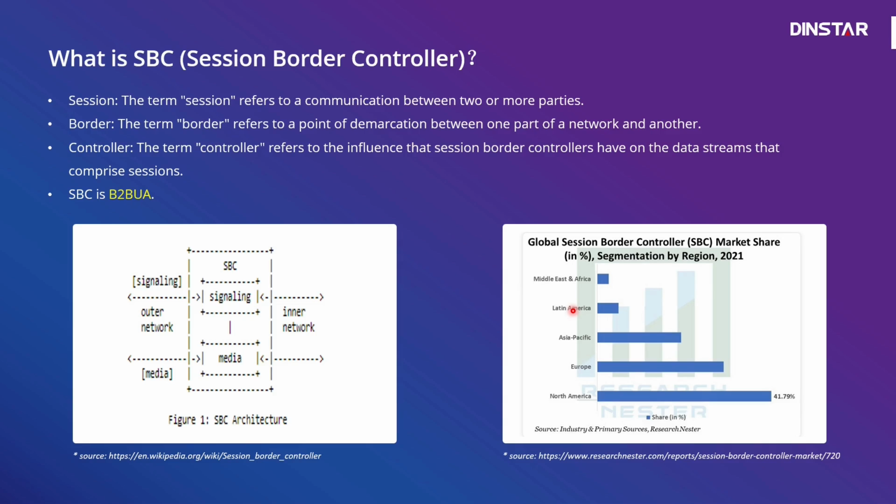The border here refers to a demarcation point between one party of the network and another one. So you separate different networks, different network elements. Controller here means controlling and influencing the session, and handling the data streams that comprise the sessions, for example, voice, RTP, signaling, and so on.